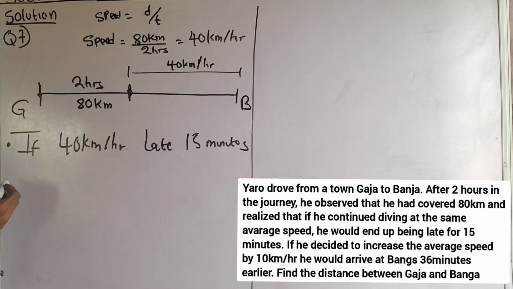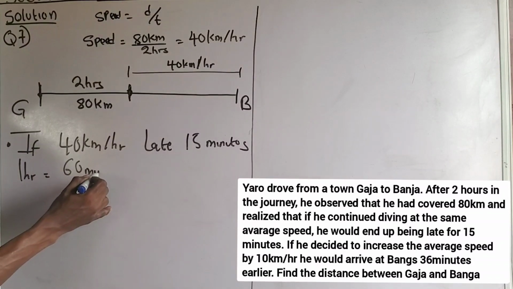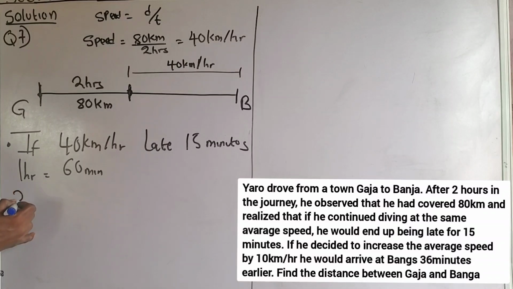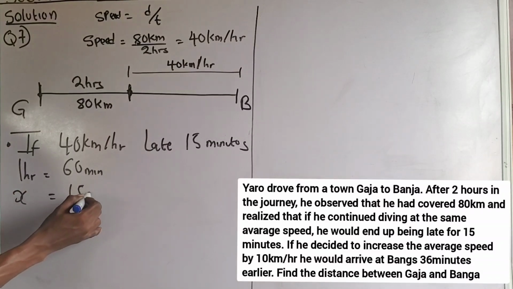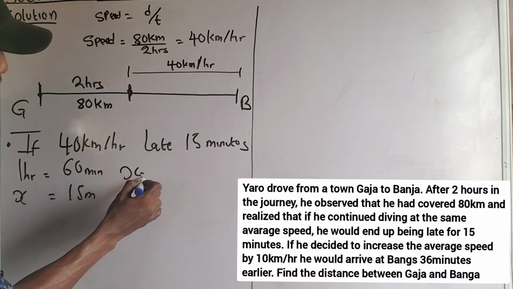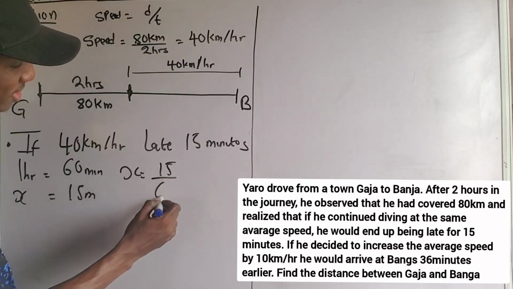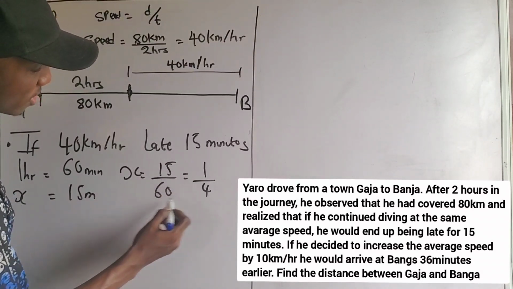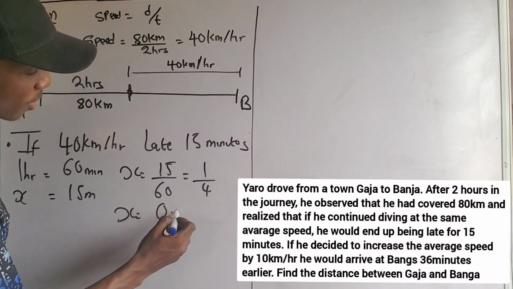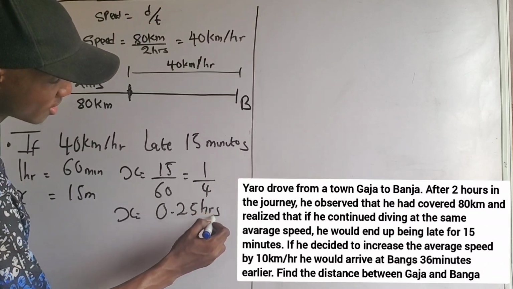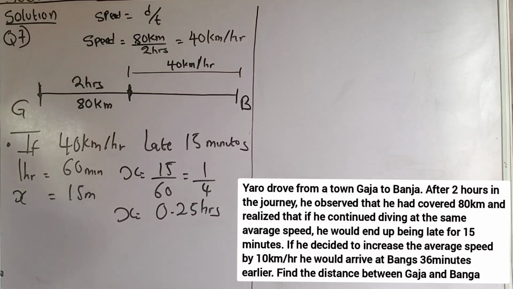Please pay attention. Convert 15 minutes to hours. 1 hour is equal to 60 minutes. So X hour is equal to 15 minutes. X is equal to 15 over 60. That is 1 over 4. So X is equal to 0.25 hours. Do you understand?